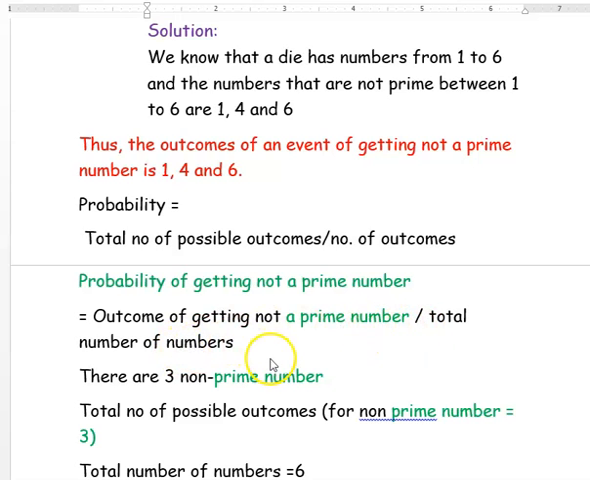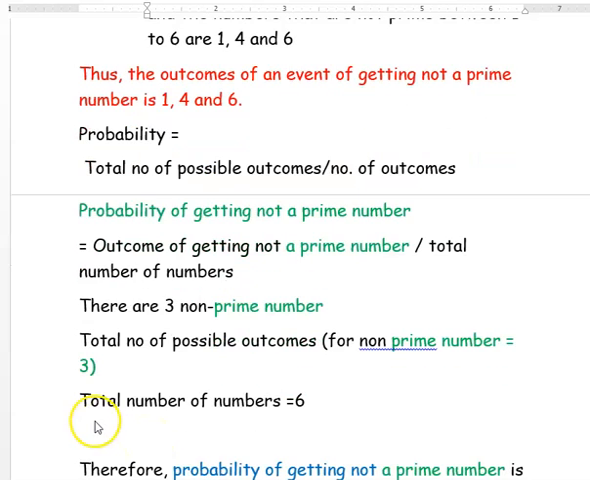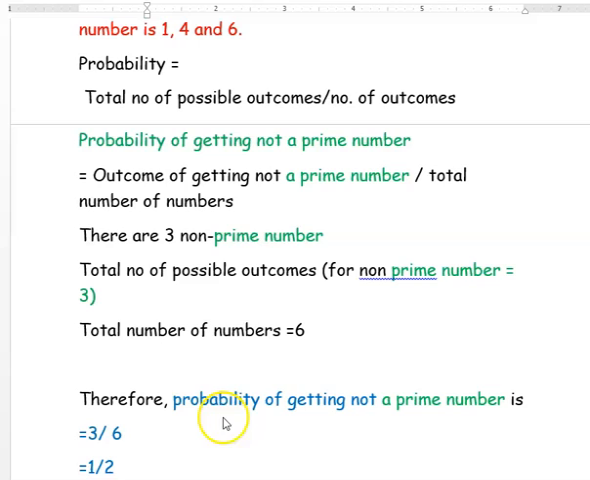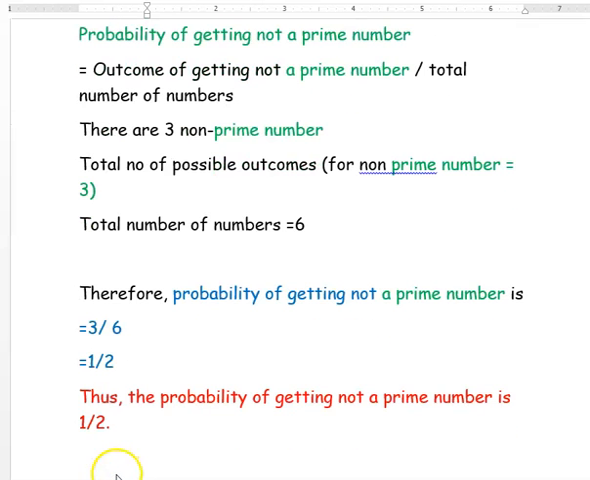So we know that there are 3 non-prime numbers. So the number of possible outcomes for non-prime numbers is 3, and the total number of numbers in a die is 6. So therefore the probability of getting not a prime number is 3 divided by 6. If you simplify that, you will get 1 divided by 2. So thus the probability of getting not a prime number is 1 divided by 2. So the probability of a prime number is 1 divided by 2 and of not a prime number is also 1 divided by 2.